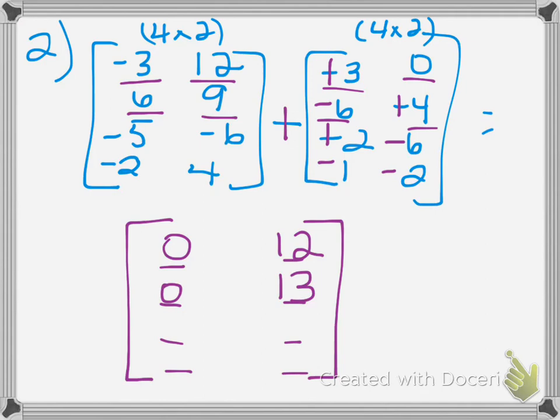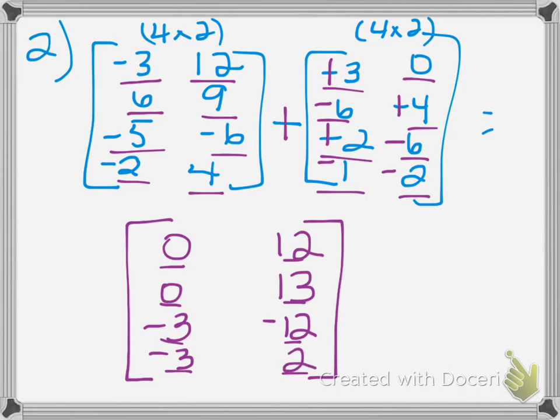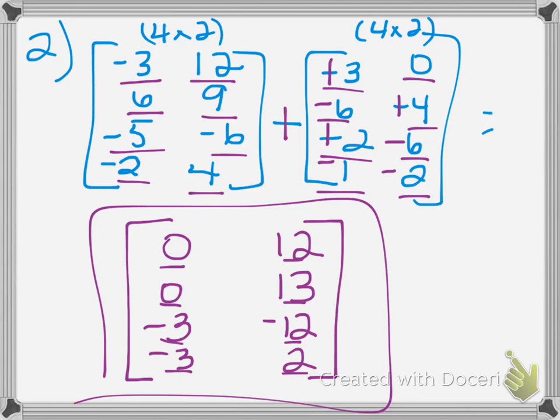Excuse me, I apologize. -5 plus +2 is -3. -6 plus -6 is -12. -2 plus -1 is -3. And finally, 4 plus -2 is 2. And at this time, I am completely finished with that problem.